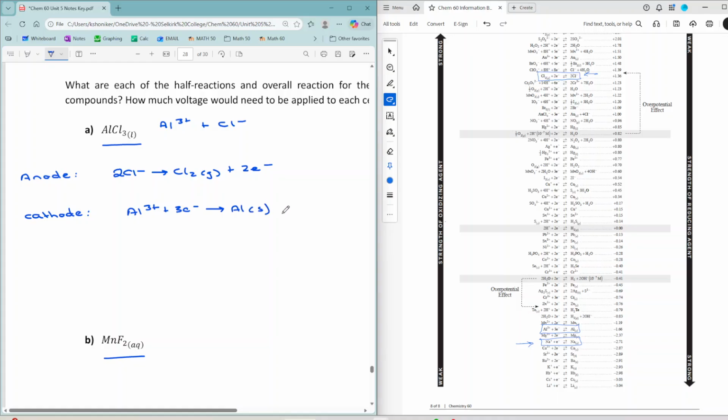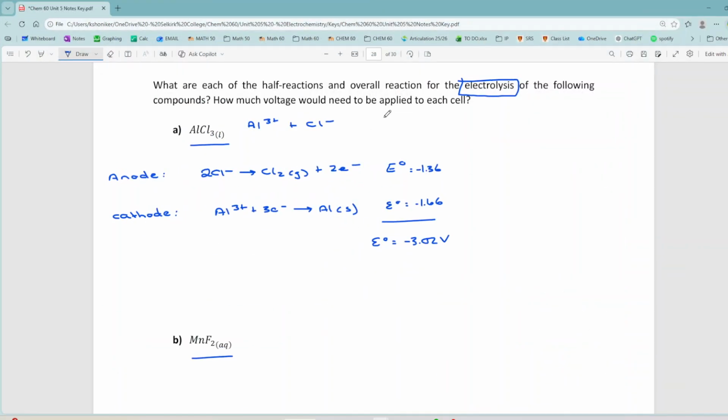Now I could get you to do things like balance these reactions, but all I wanted to know was how much voltage would need to be supplied. So my E naught for the chloride is run in reverse, so it's negative 1.36. And then my E value for my aluminum is run forwards, which is negative 1.66. So that my overall E value is negative 1.36 plus negative 1.66, negative 3.02 volts. So what does that tell me?